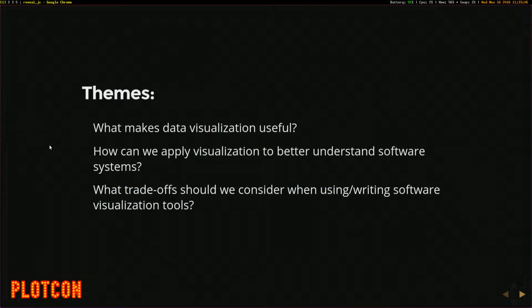Then specifically, I'm interested in how we can apply visualization to better understand software systems, and I mean that in a very broad sense, from single processes to large distributed systems. And in particular, what trade-offs should we be thinking about when we write or use tools for visualizing software? I think there are a couple of interesting ways that we can think about classifying tools for doing this kind of work and the kinds of trade-offs that they have to make.